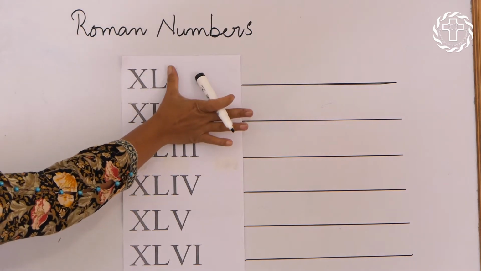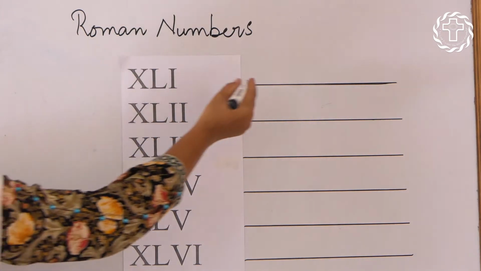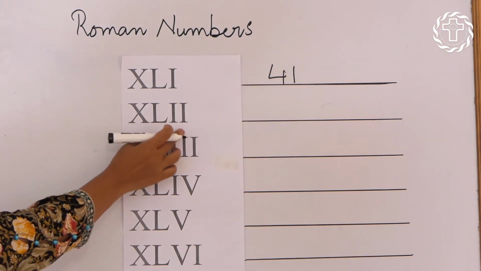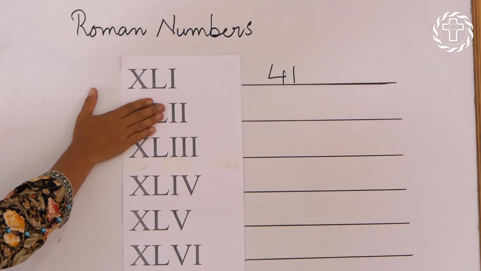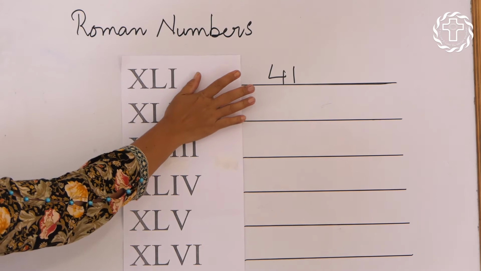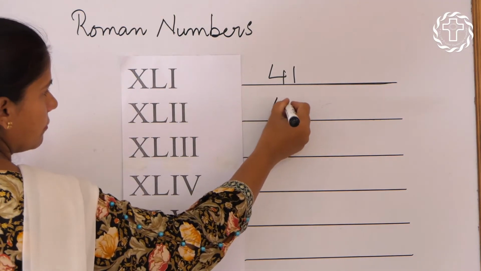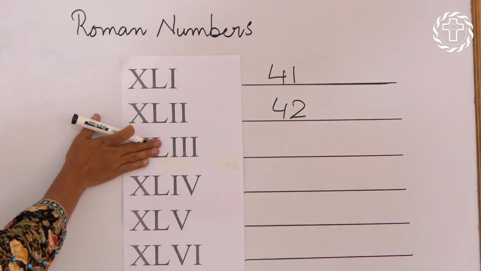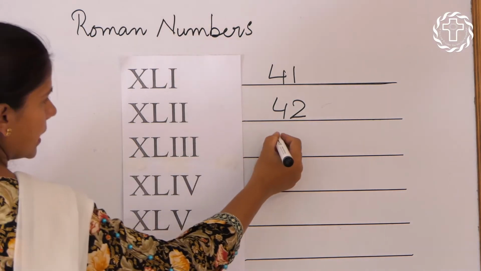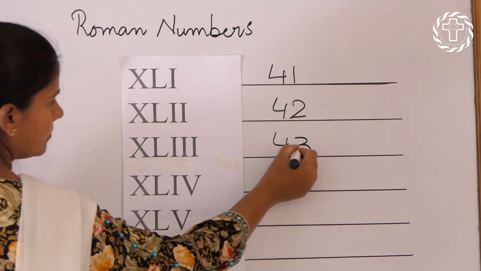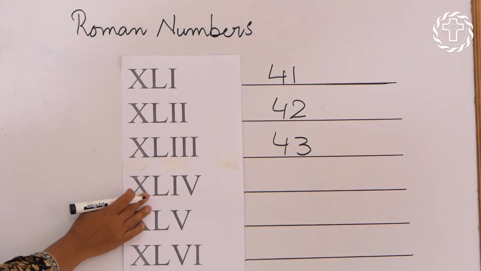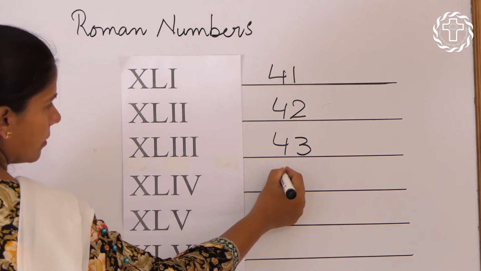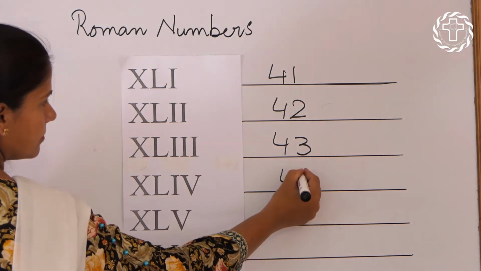41. It will be number 41. 42. 40, 2. It will be 42. 43. 40, 3. It will be 43. 44. 4, 40. 44.